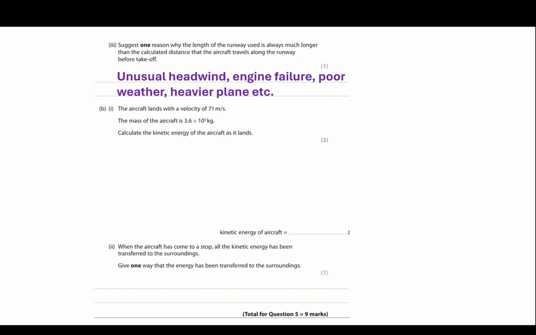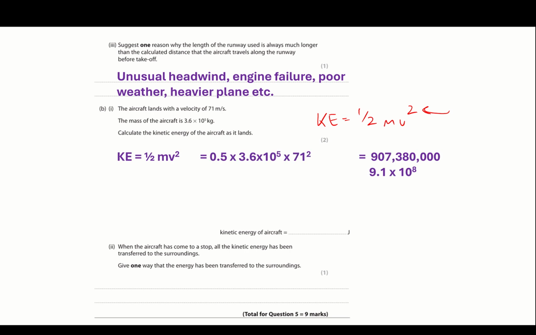Next one. The aircraft lands with a velocity of 71 meters per second. The mass is 3.6 times 10 to the 5. Calculate the kinetic energy. So we're going to need our KE equals half mv squared. And we just got to remember to square that. Put that all together. We get 907,380,000. Or if I wanted to, I could have rounded up and done 9.1 times 10 to the 8. They'd give you the mark for this answer though.